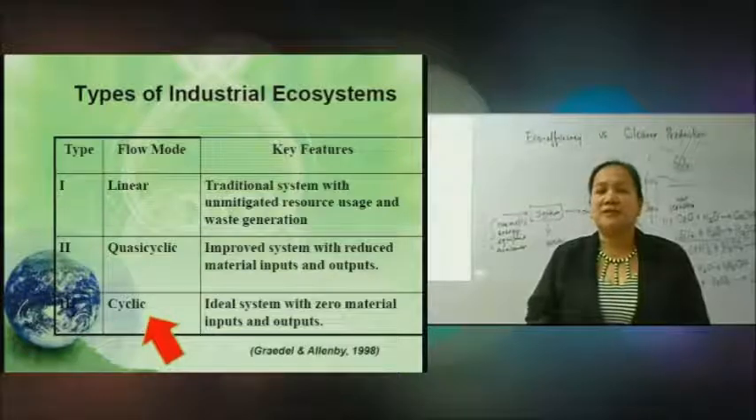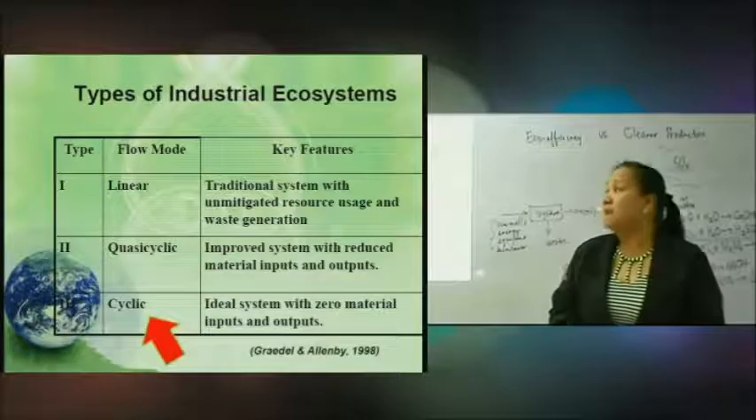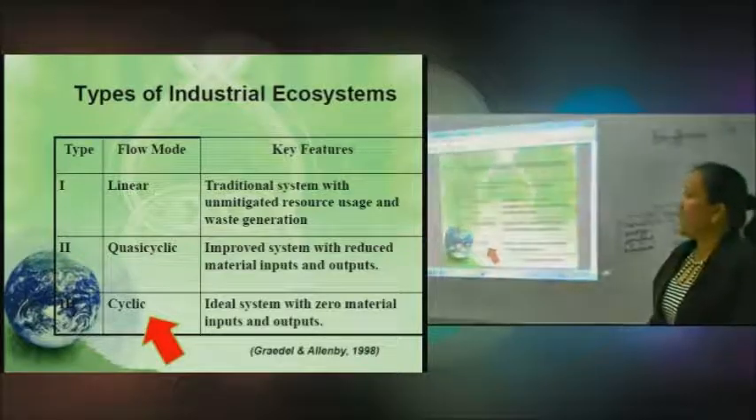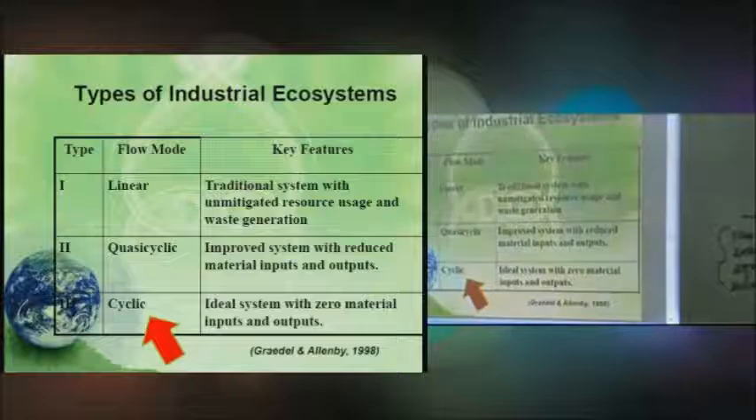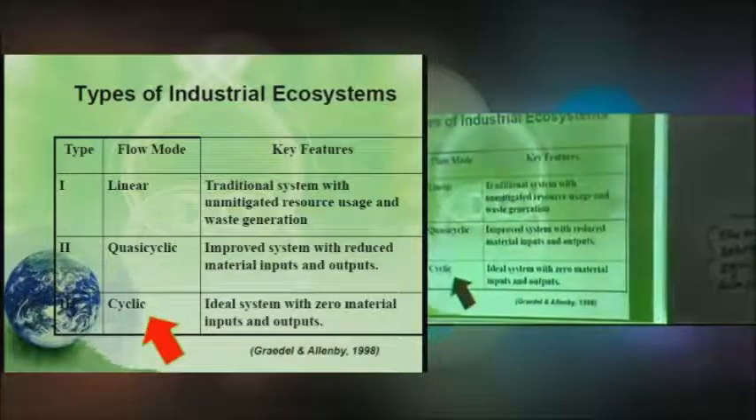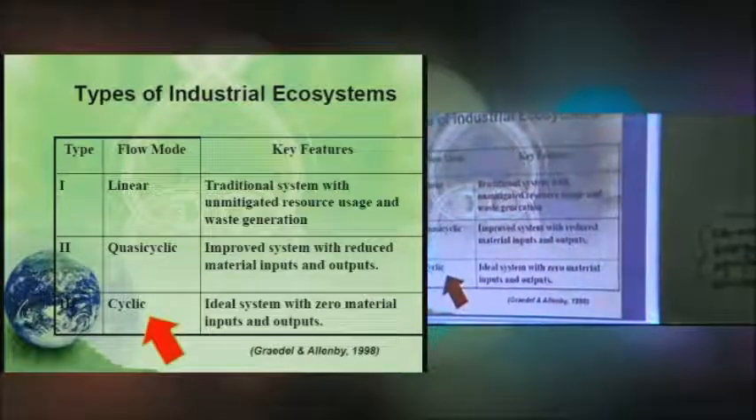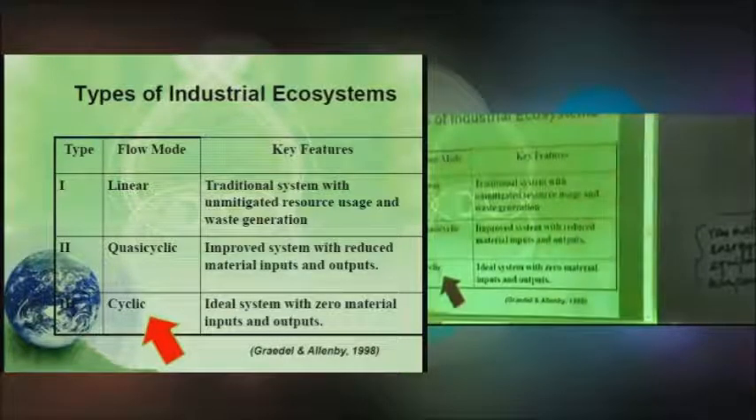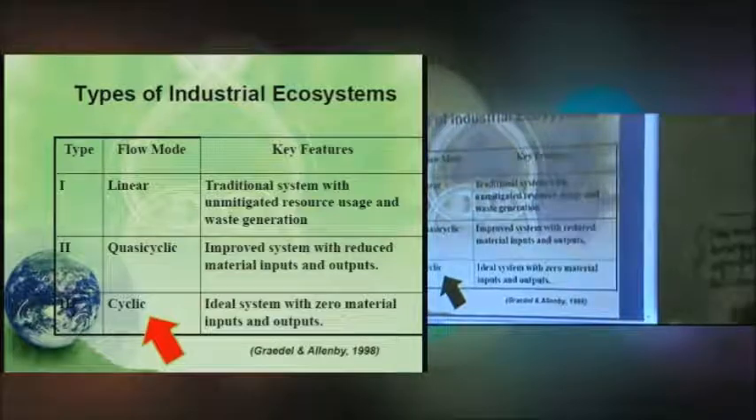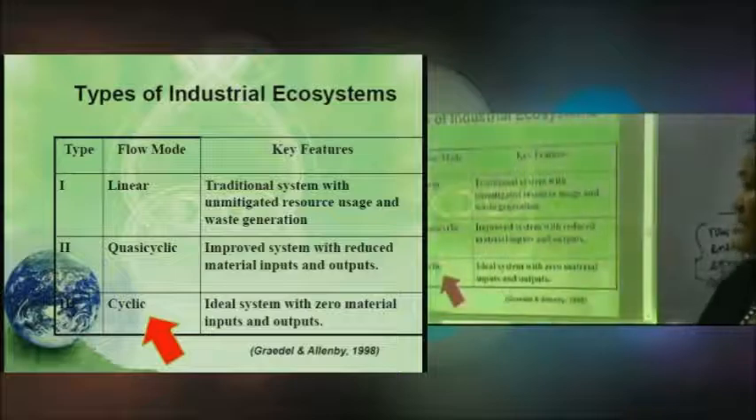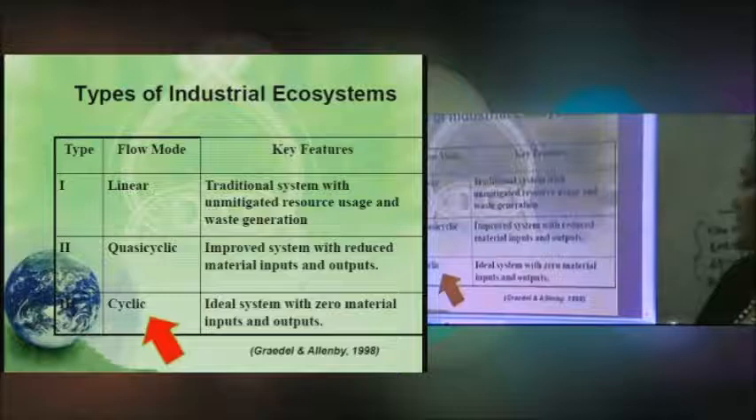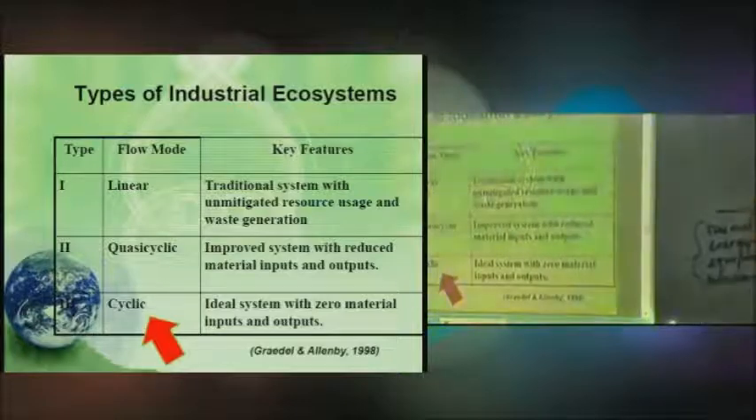How do we know that it's a sustainable industrial system? Normally, there are three types of industrial ecosystems. You have the linear, the quasi-cyclic, and cyclic. Again, the objective of industrial ecology is to optimize the total materials in such a way that you form a cycle. So for industrial ecology, we are promoting a cyclic industrial ecosystem, which is an ideal system with zero material inputs and outputs.